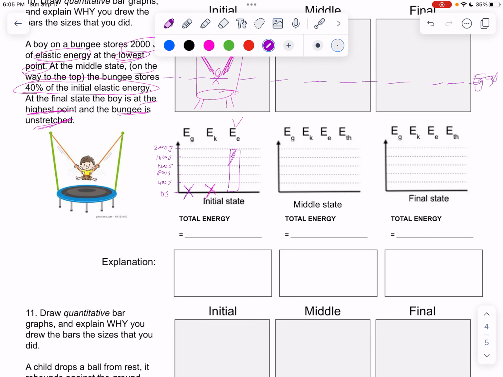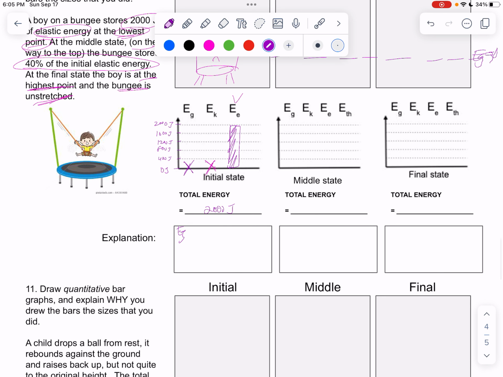So in my initial state, it's all going to be elastic. EG at "ground level", and I'm going to put that in quotes because it's not really the ground, but it's his ground. It's his bottom level. EK, I think he's probably not moving now because if he's at the lowest point, he's probably about to turn around. EE max, fully stretched.